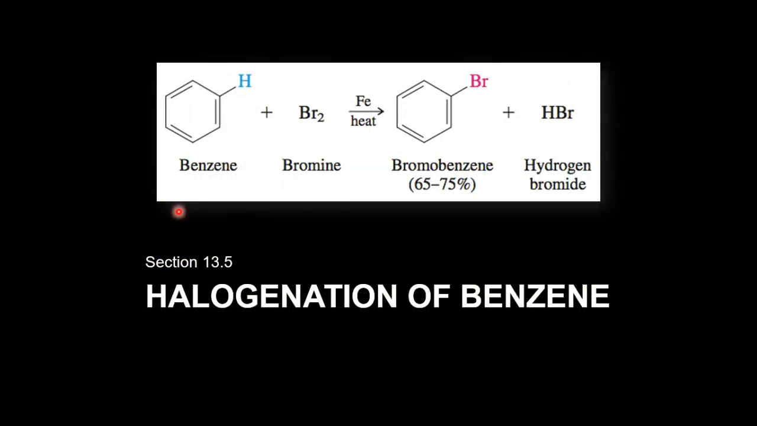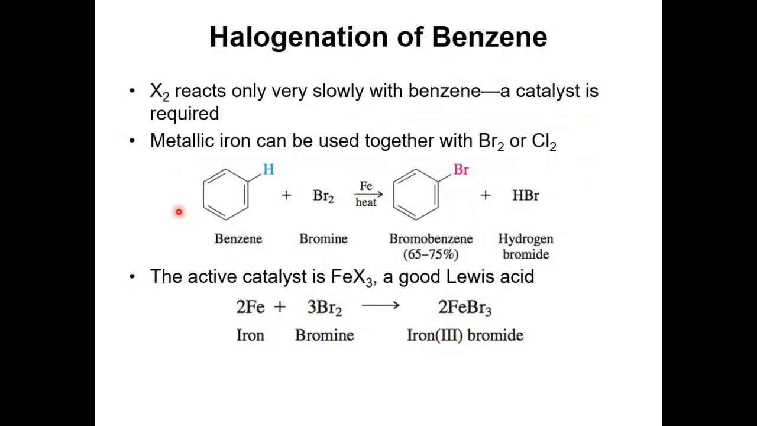Now in case of halogenation, if we don't use a catalyst, say you have mixed pure bromine or chlorine gas with benzene, the reaction is very, very slow. You will need a catalyst. So the real active catalyst is something that can make the halogen more electrophilic.